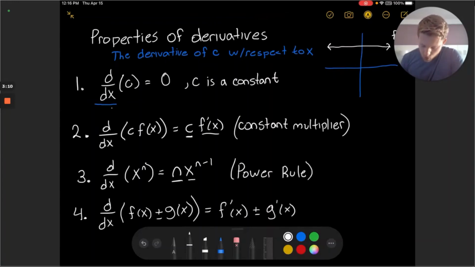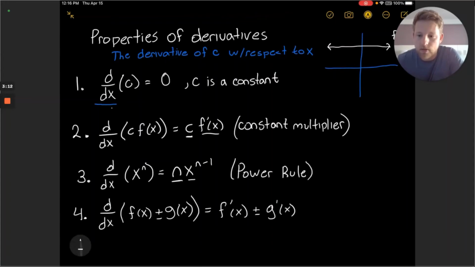And then the last rule that we can take a look at, number 4, the derivative with respect to x of a function f of x plus or minus g of x is the derivative of each individual function added or subtracted together. So this tells us that the derivative operation can be passed and distributed through addition and subtraction.